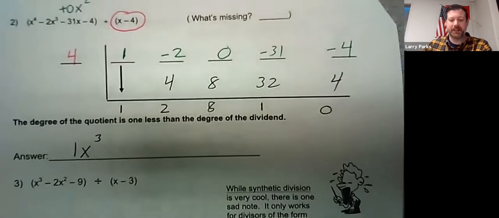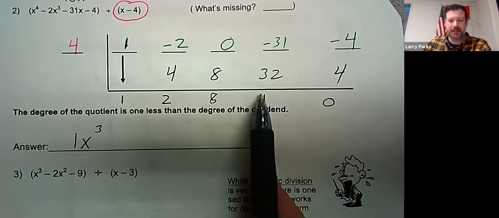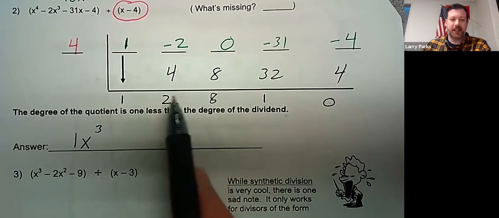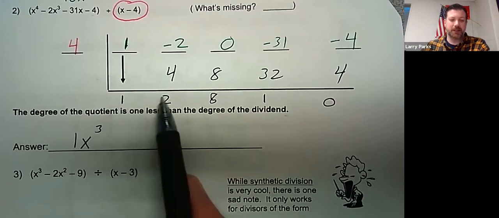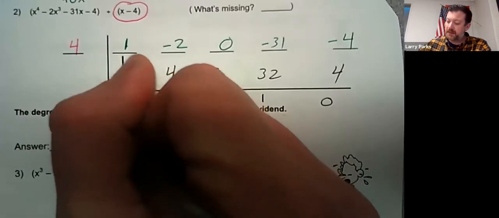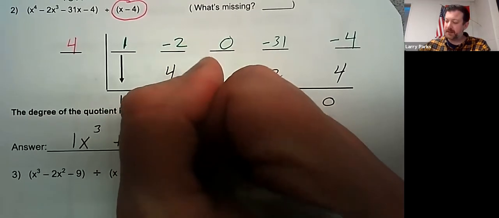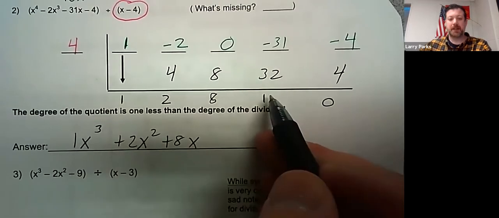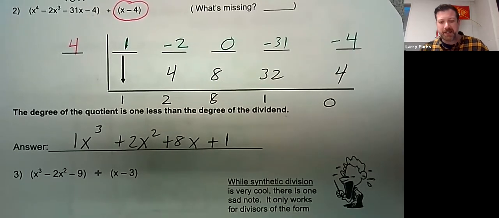Another way you could do it is if you remember the last number is always your remainder. That's your constant. That's your x. That's your x squared. That's your x cubed if you want to count backwards. But this is 1x cubed. That's 2x squared. That'd be plus 8x. That'd be plus 1. And I don't really need to put remainder 0. You could if you want.